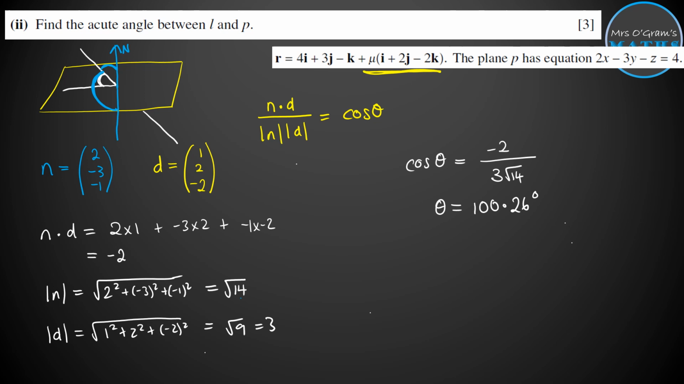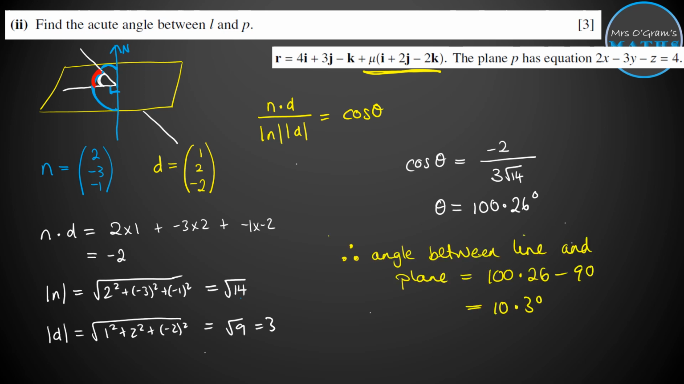Now if we subtract the 90-degree portion of it from the normal to the plane, we'll be left with the angle between the line and the plane itself, which is 10.3 degrees.